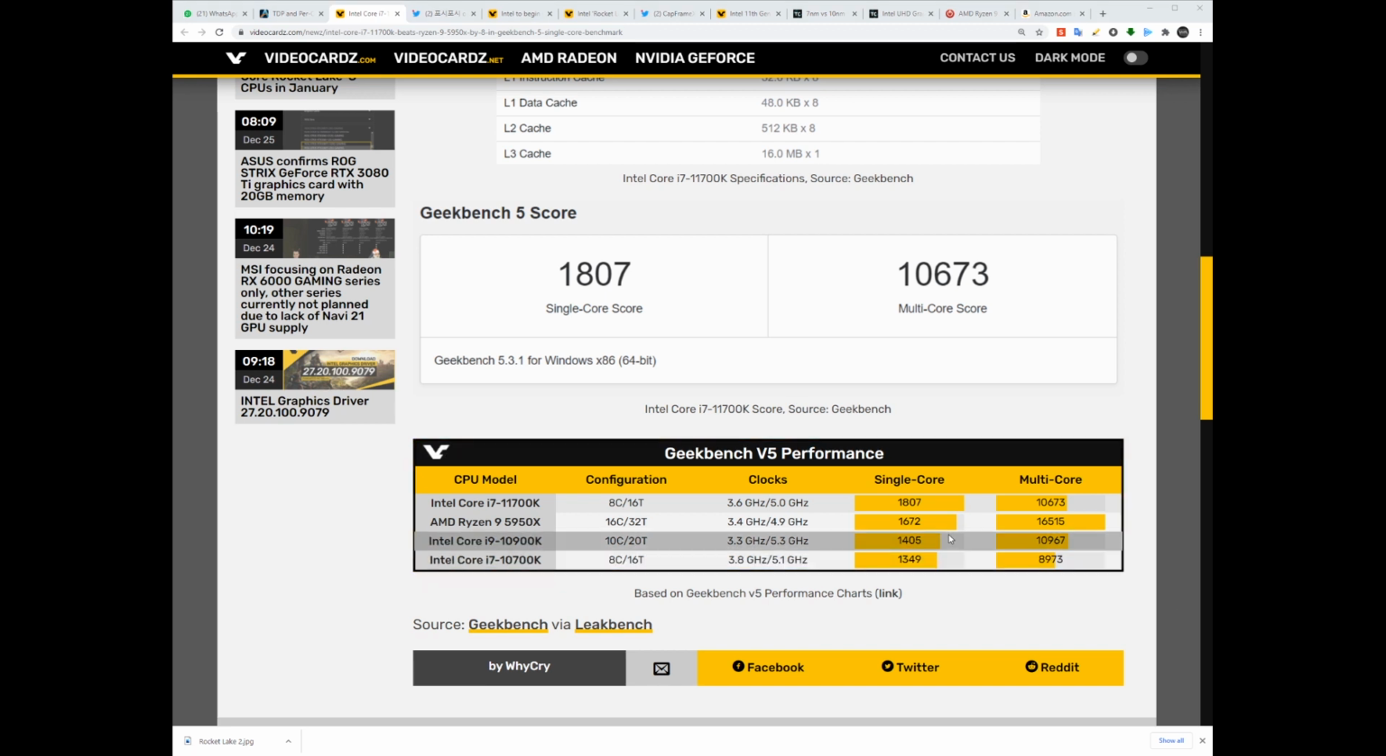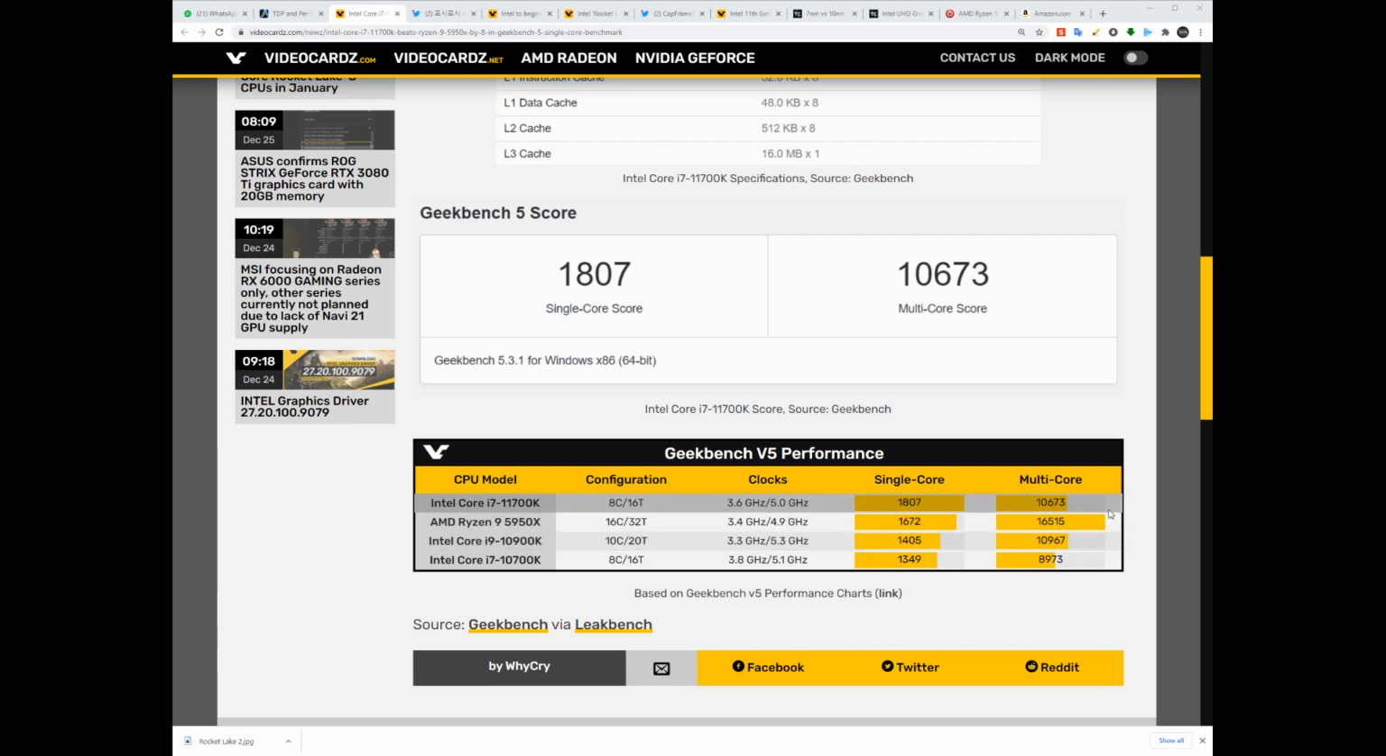So I don't think you can look at this Geekbench score and say that the 11700K is 34% better than the 10700K and you should expect 20 or 30% performance improvement in your games. I think the performance difference in games might only be like 5 to 10% better, but the 11700K should be better than the 5950X, given that the 10900K is really close to the 5950X and in some cases beats the 5950X.